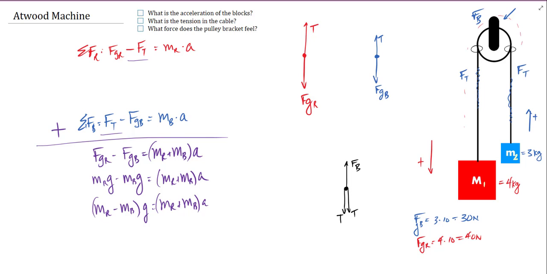And if I solve for acceleration, it comes up in a really nice form: the acceleration is the ratio of the difference of the masses to the sum of the masses, times whatever the gravity acceleration is. So in our case, the difference of the masses is 4 minus 3. The sum of the masses is 4 plus 3, times our gravity acceleration, which is 10. And this gives us an acceleration of about 1.4 meters per second squared.